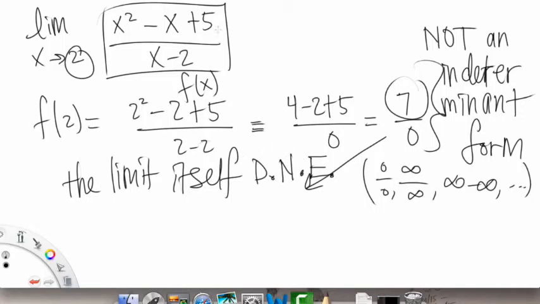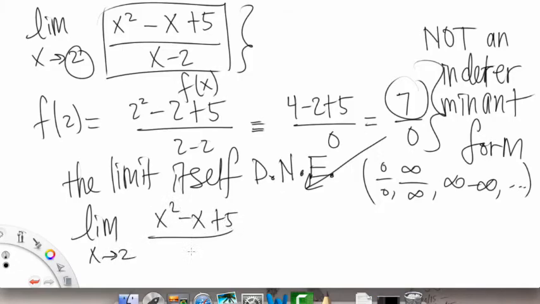So the overall answer is that the limit as x goes to 2 of x squared minus x plus 5 over x minus 2 does not exist.